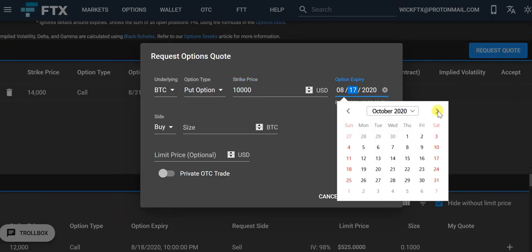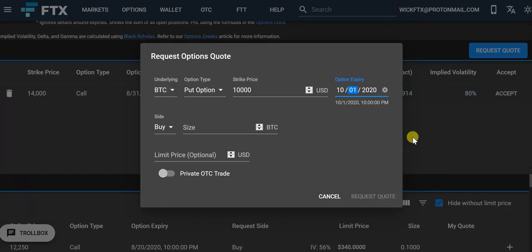guys, let's do it for 2 months. Let's go out to October 1st, okay? Bitcoin can do a lot by October 1st. So let's say we want to cover just one full Bitcoin. Okay, to recap, we're buying put insurance at a price of $10,000. If Bitcoin falls below $10,000 at our expiration date, we can simply cash it out and we will have $10,000 worth of Bitcoin.